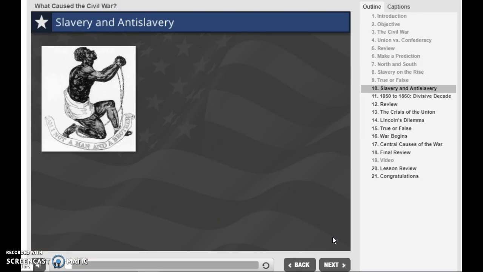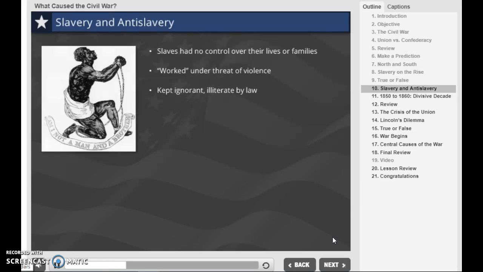Slaves in America led generally wretched lives and had no control of their fate or that of their families. They could be bought and sold for any reason, and family members could be separated at any time. Slaves worked under constant threat of violence, and they were kept ignorant and illiterate, unable to read or write, by law. Some slaves managed to escape or rebel, but successful attempts to do so were rare.